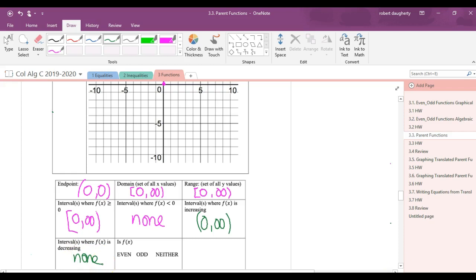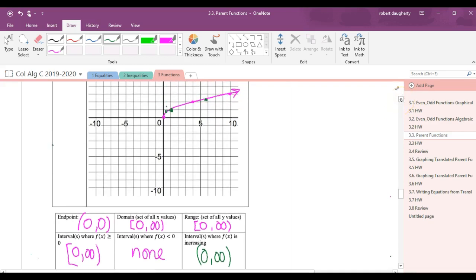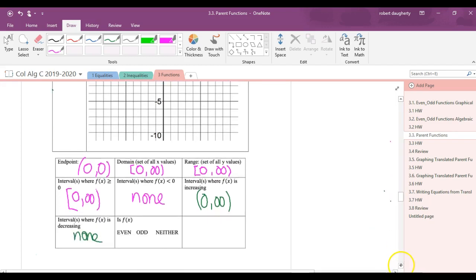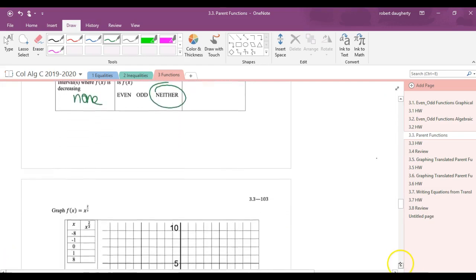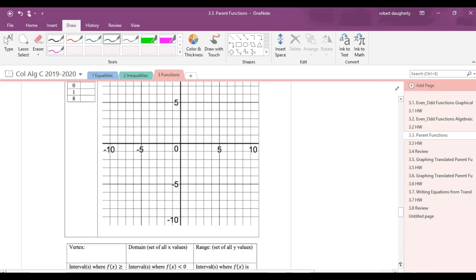Is this function even, odd, or neither? It is neither, okay? You know it's not symmetrical about the y-axis, and it's not symmetrical about the origin, so this is neither even nor odd. So this one, we call this Superman, and that's our square root of x, okay? Why do you think it's 6 pages? There's 6 functions, okay?